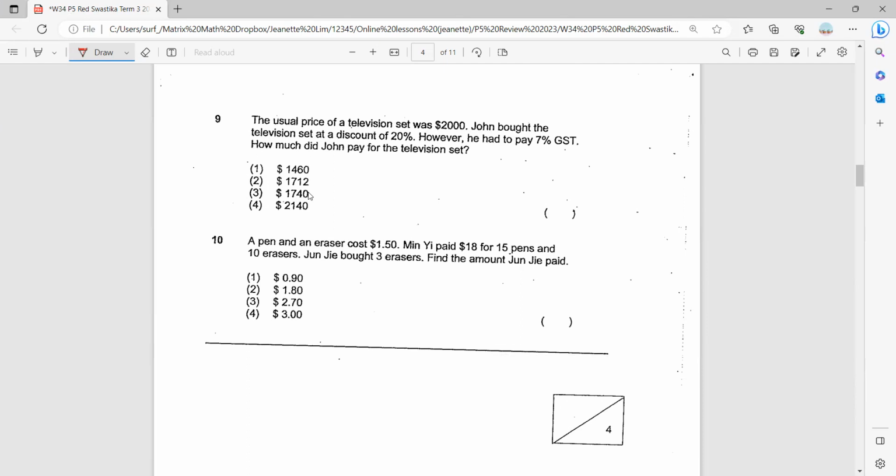Okay, so if we talk about the discount and GST, always remember do not combine them. We're not finding 80% plus 7% equals 87%. No, we're not doing that. So first, let's find the discounted price before GST. Ignore GST. Let's find the discounted price, which is 80%. So you can do 80 over 100 times 2,000.